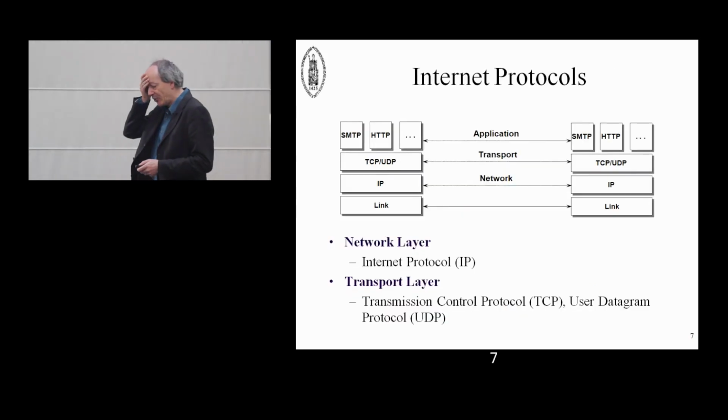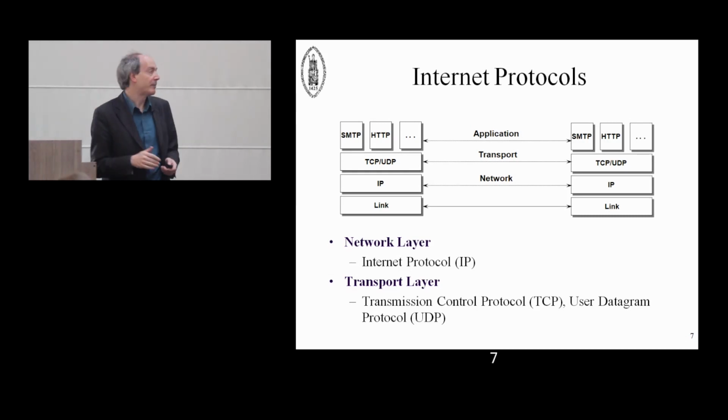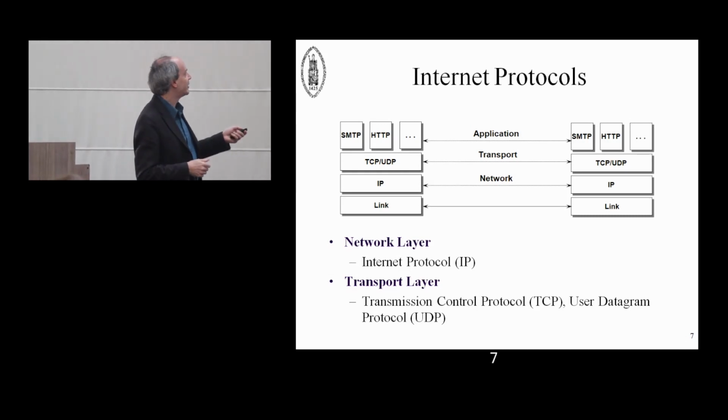Of course, it all started from the OSI model, which was then simplified by the internet people into four layers: application layer, transport layer, network layer, and link layer.